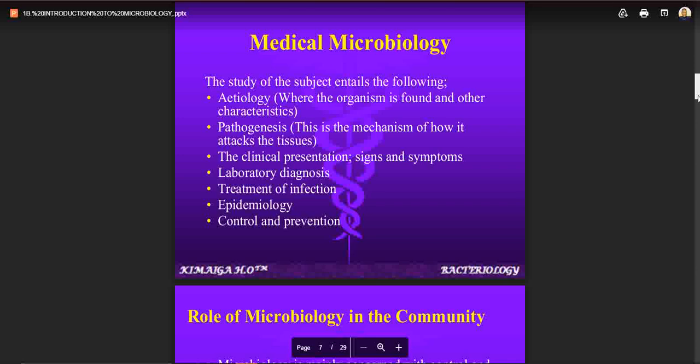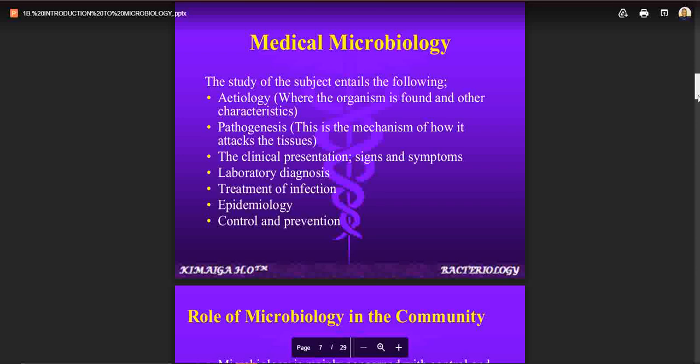Here we have to see that the study of the subject entails the following. One, etiology. And what is etiology? It is where the organism is found and other characteristics that result in causation of the disease. Two, pathogenesis. This is the mechanism of how it attacks the tissue, or the disease mechanism. Then the clinical presentations, which are either signs and symptoms, and you need to know signs are objective, to mean you can see them. Symptoms are subjective, to mean that they're feelings only to the patient.